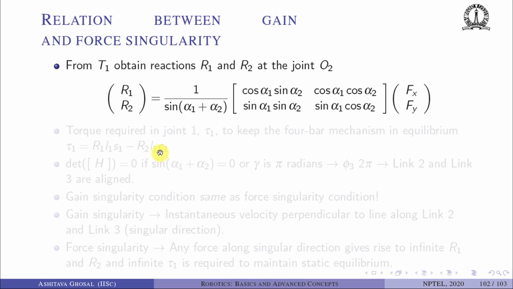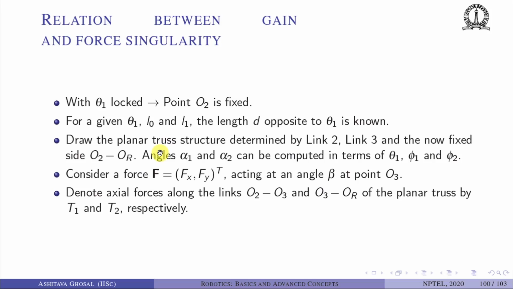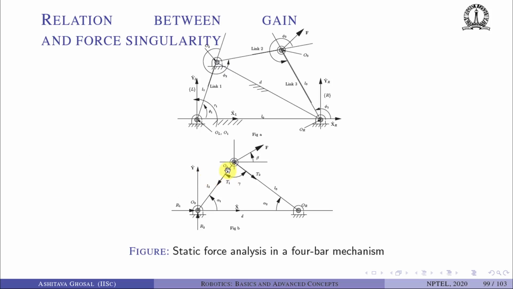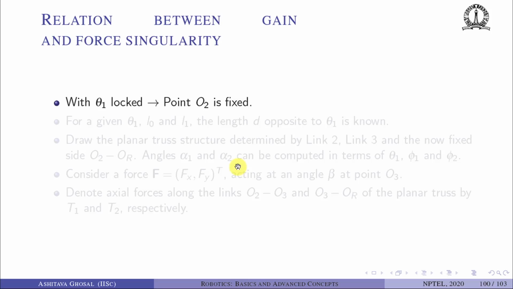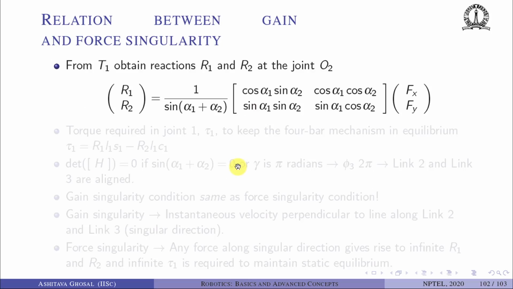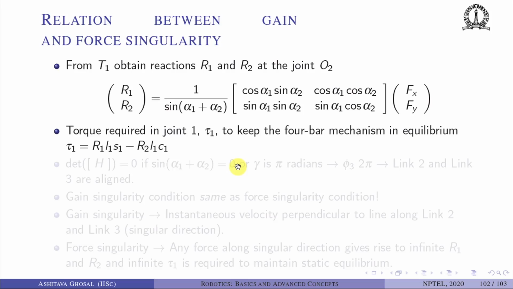This is obtained again from equilibrium. So if you look at this point, there is R1 and R2, and tau 1 will not appear. So moment equilibrium at this point will give me the relationship between R1, R2 and this force, and the torque which is acting at the joint, which is along the Z axis at that joint. Okay. So this is the expression that you will get.